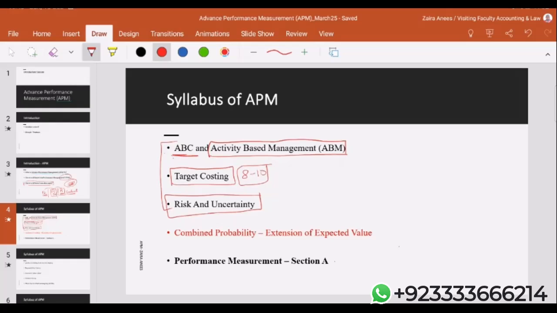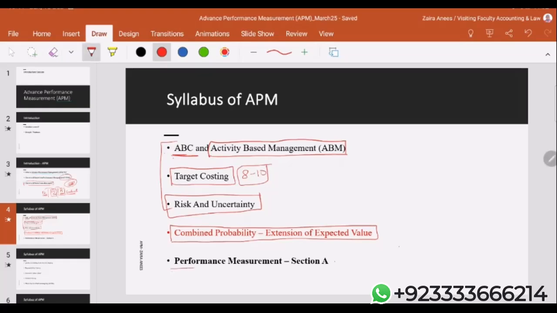Initially, I think the examiner gave a few questions in the early phases. Now the frequency has been reduced, but there are still chances that the examiner can ask maximax, maximin, and minimax regret criteria from students, right? And then there is combined probability. Combined probability is something which I believe is a part of your APM paper, but there are very, very little chances that you will see this in the paper. So if you want to skip something, this is the topic which you can skip, right?